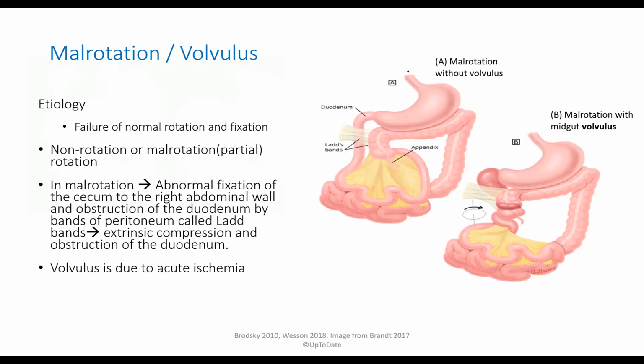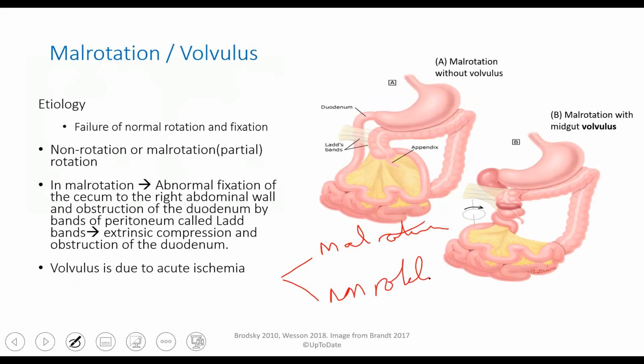So malrotation, we said, is failure of the bowel to normally rotate. There's also something called non-rotation. So we have either malrotation or non-rotation. What's the difference? In malrotation, the bowel has already rotated and then fails to descend or continue rotation. So the bowel is already rotated and then stops rotating.